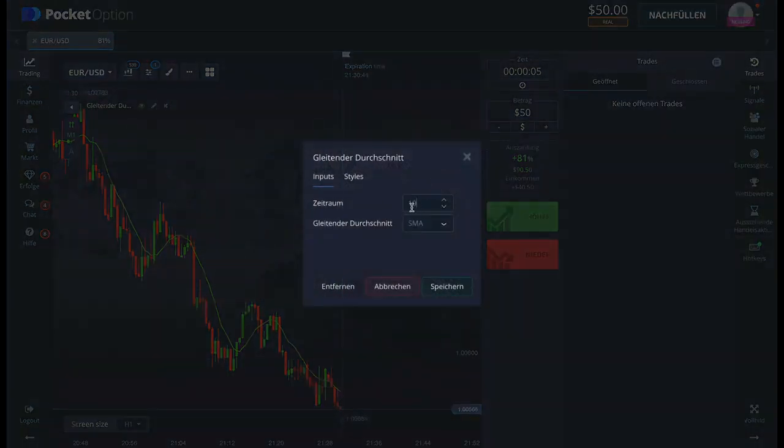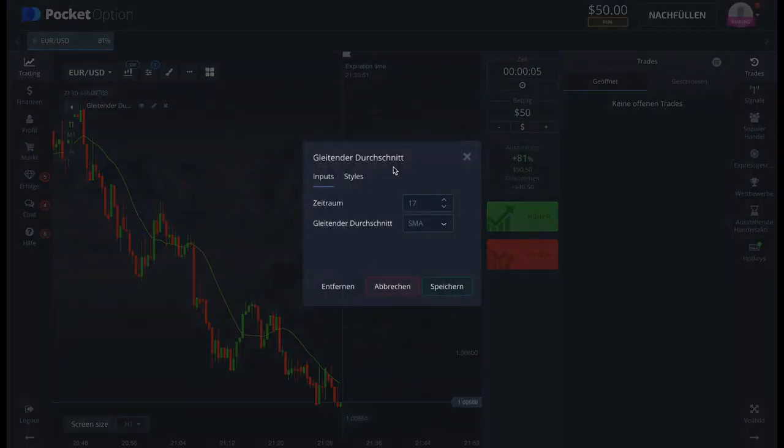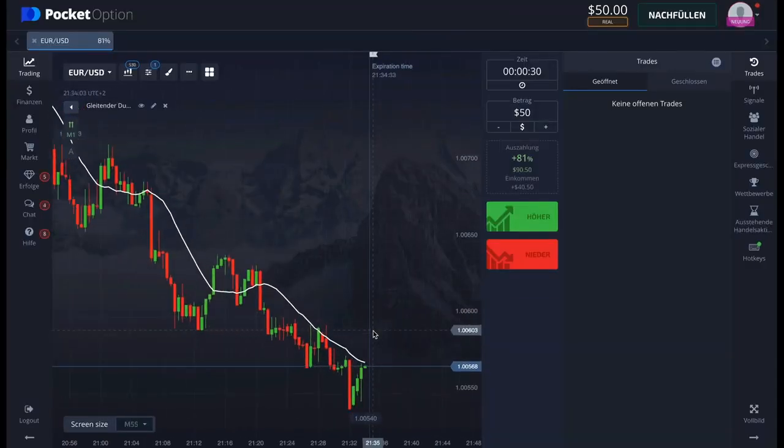Select it and change the settings from 10 to 17. Also, you can change the color and the thickness of the line for a better view. Let's get started. For this strategy you just have to look at the last candle and the moving average line.